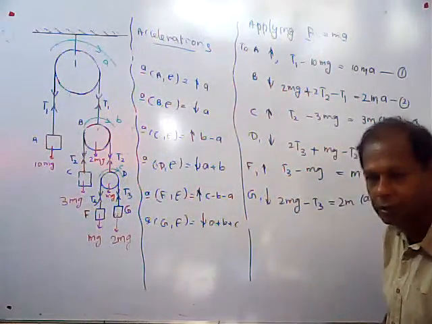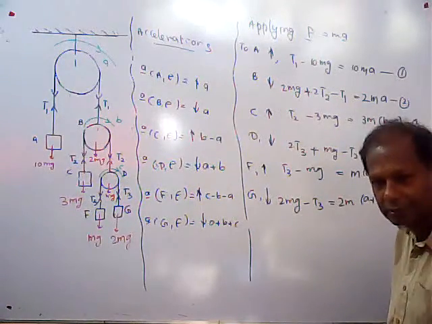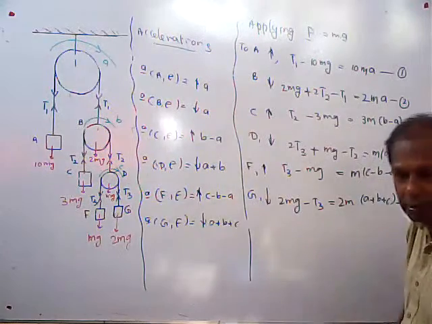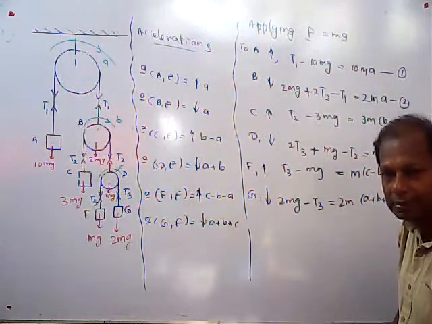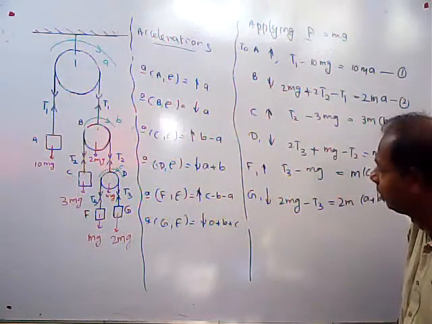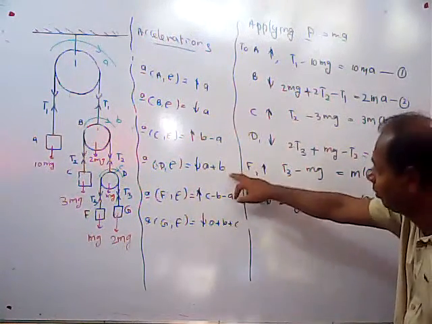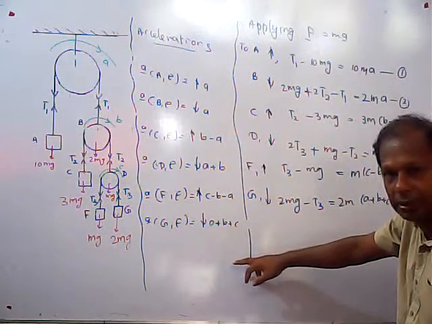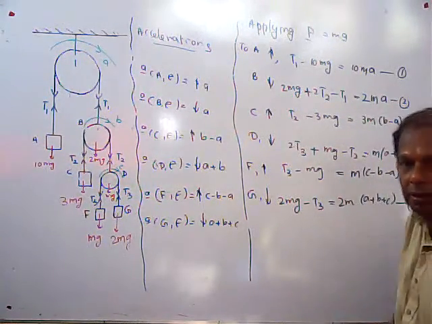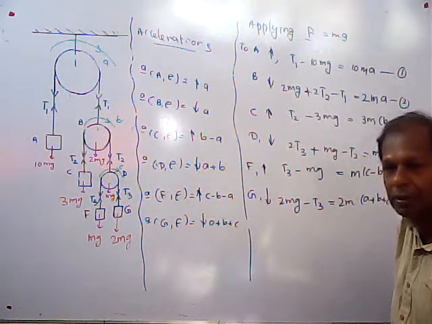Now, first of all, you have to check these equations. It will be a problem if you have marked the accelerations, at least one of them, in the opposite direction. These things will be adjusted accordingly. Then the right hand side of the equations will not be the same.